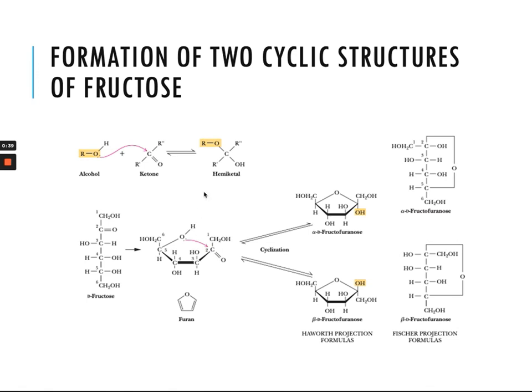The same applies with D-fructose. You can see here that it produces alpha-D-fructofuranose and beta-D-fructofuranose. If it is a 5-membered ring sugar, it will become furanose, and like the other one, it is pyranose. So we have here the fructofuranose.